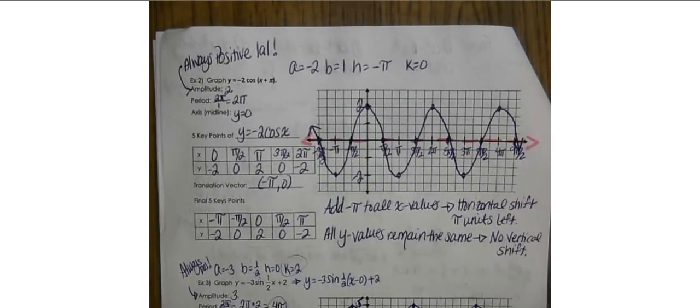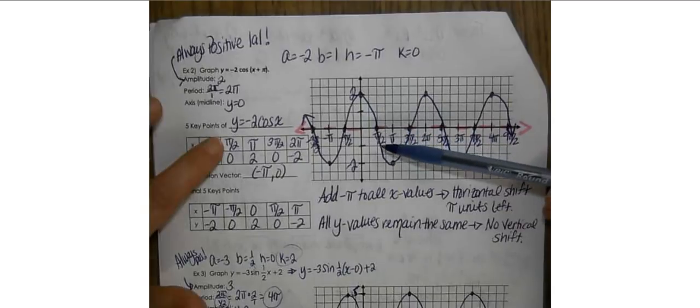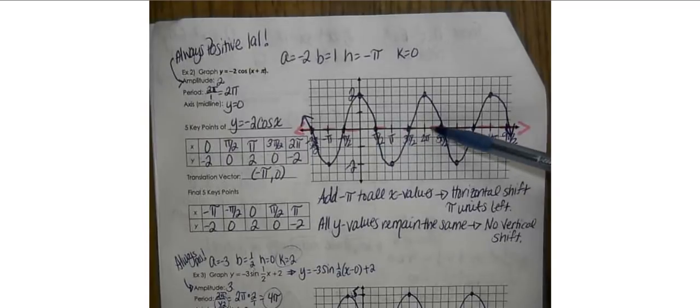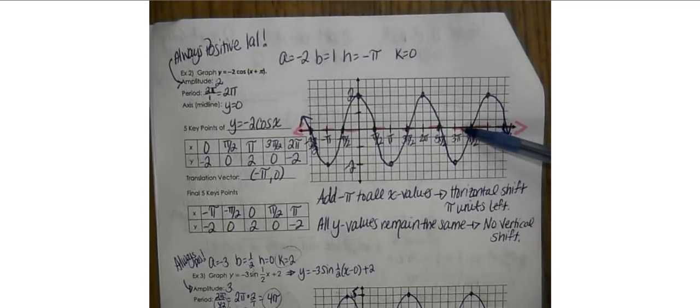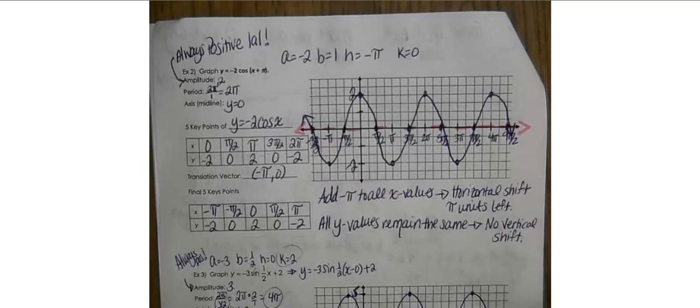All right, here's the answer for example number 2. For example number 2, what I did is I chose to make my scale go by pi's over 2. And so I made that pi over 2, pi, 3 pi's over 2, 2 pi's, 5 pi's over 2, 3 pi, 7 pi over 2, 4 pi, and 9 pi's over 2. And to the other side, I have -pi over 2, -pi, -3 pi over 2. In this case, I added -pi to all of my x values, and this is the horizontal shift, pi units to the left.